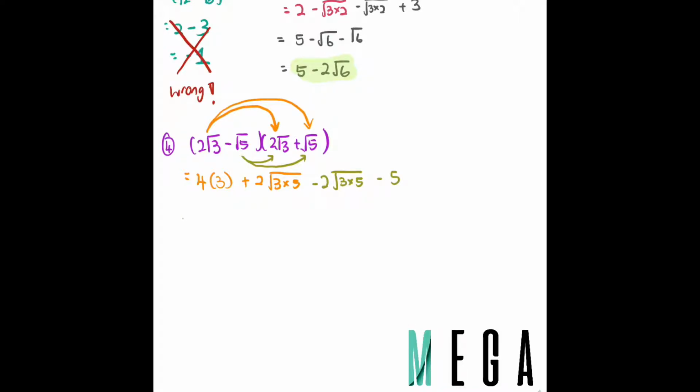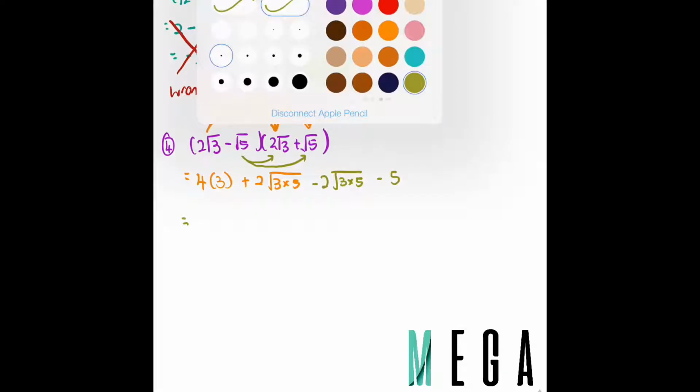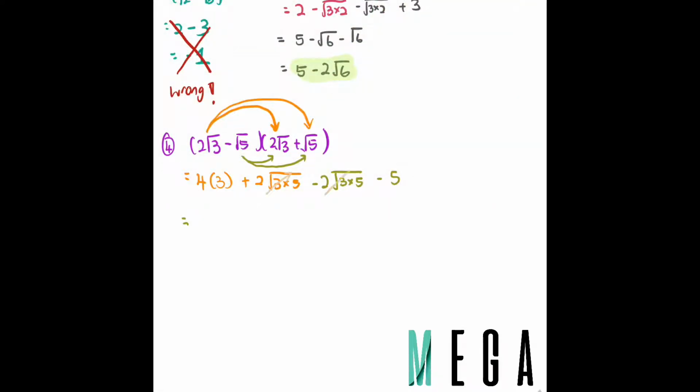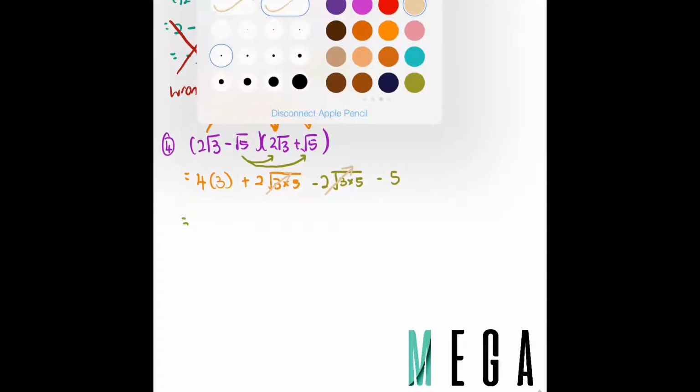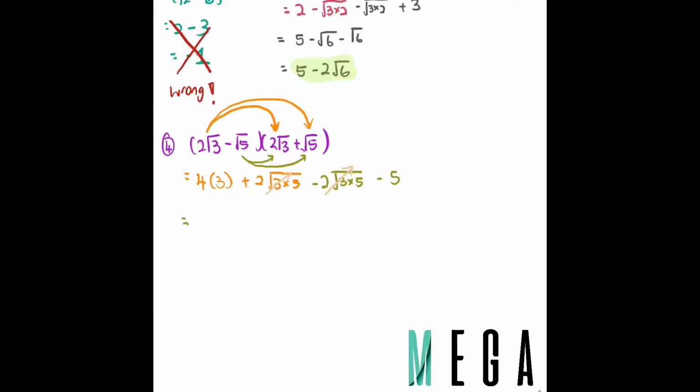So what is my final answer? As you can see, the middle term will get cancelled out. One side is plus, another side is minus. So I'll be left with 4 times 3 is 12. So 12 minus 5, the answer, I believe, will be 7.